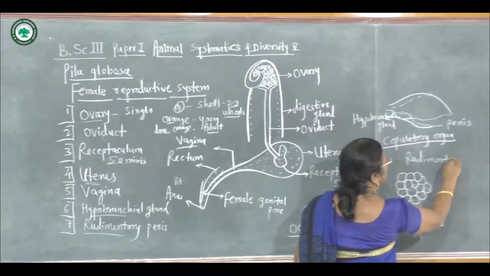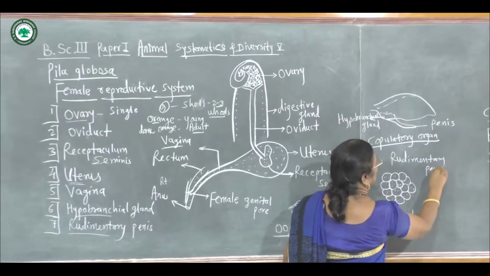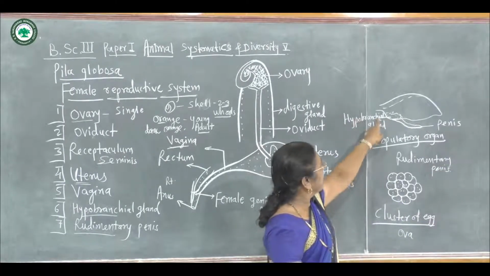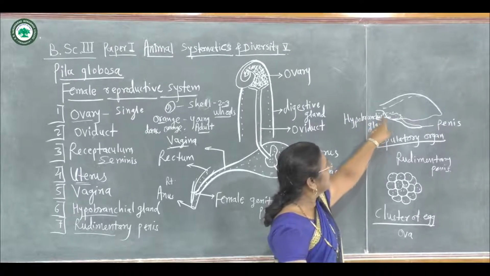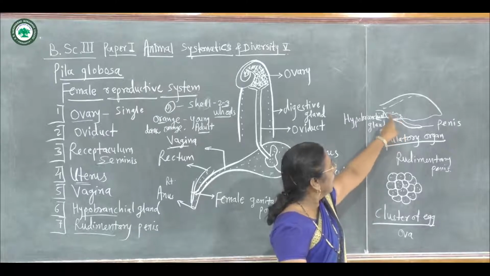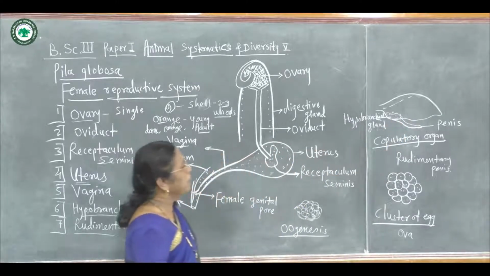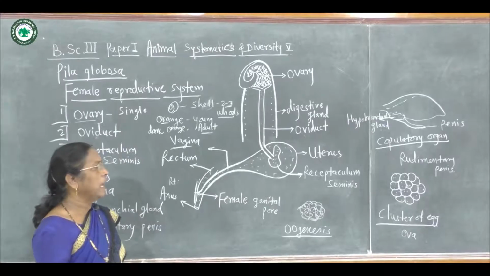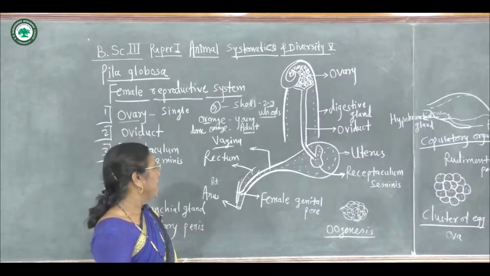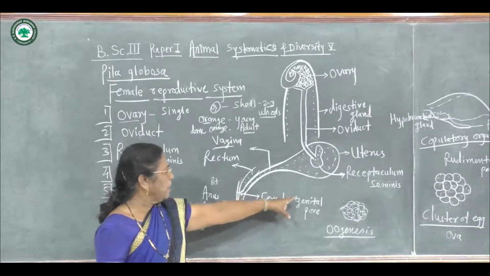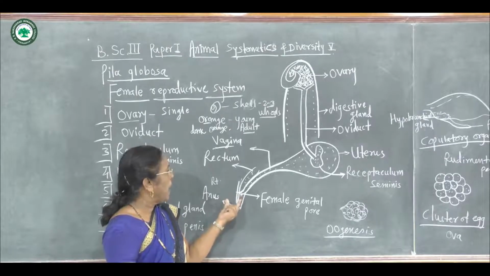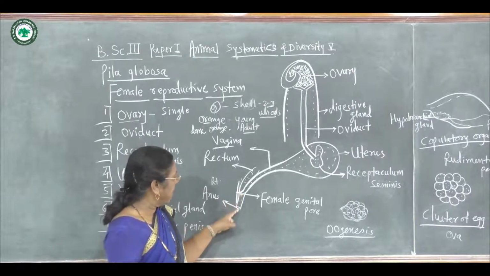Rudimentary penis. At the base of the rudimentary penis there is the hypobranchial gland, and it may discharge its fluid at the base near the penis wall. This hypobranchial gland and copulatory organ are helpful for copulation during the mating time. The female genital pore is situated near the right nuchal lobe, and it opens behind the anus.